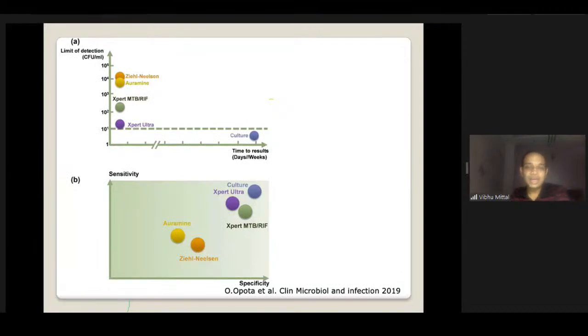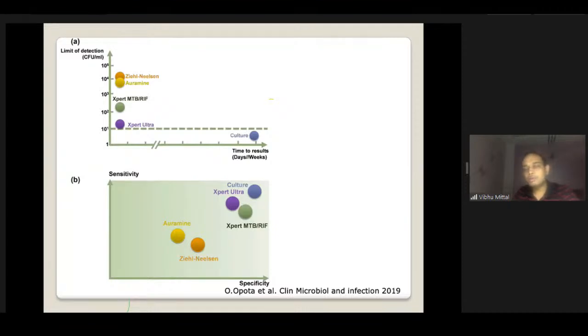So these are the diagrams which I have taken from a Microbiology journal, where they plotted this first graph comparing the limit of detection, the smallest numbers of bacteria if present, if there is some consideration of MDR disease. AFB stain is readily available within a few minutes to hours, but it requires a large number of bacteria, usually in multibacillary disease.